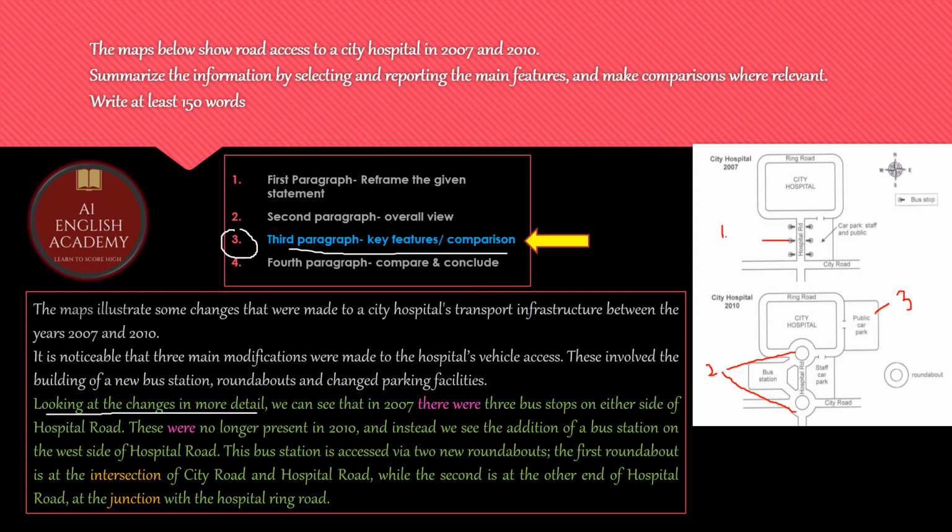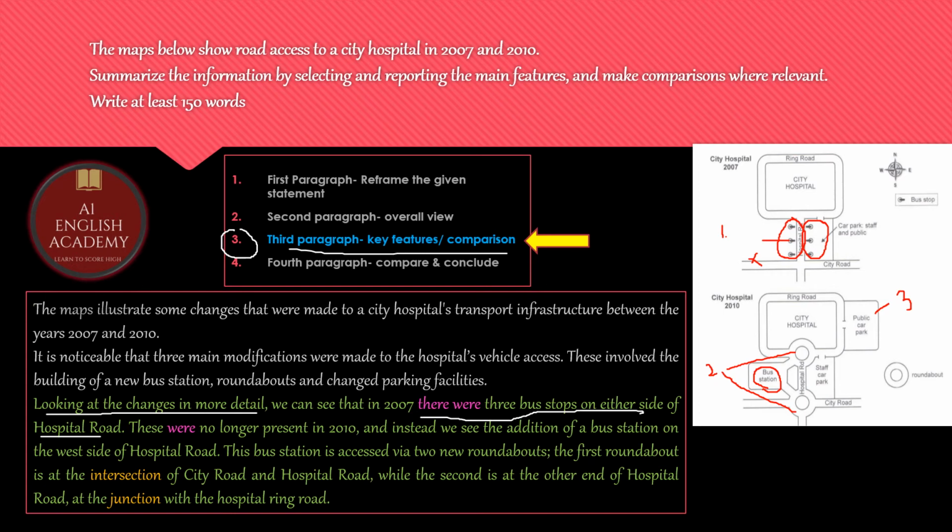Okay, looking at the changes in more detail, comma, we can see that in 2007 there were 3 bus stops on either sides of the hospital. You can see on the map that on both sides of the road there were bus stops earlier in 2007. Okay, now read further. These were no longer present in 2010. So these bus stands are not there in the map of 2010, and instead we see the addition of a bus station on the west side of Hospital Road.